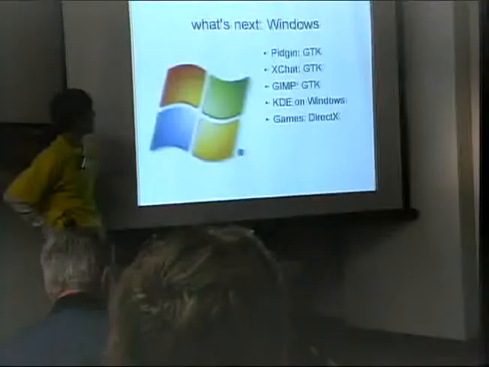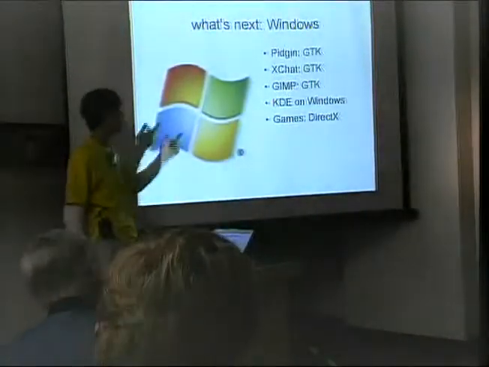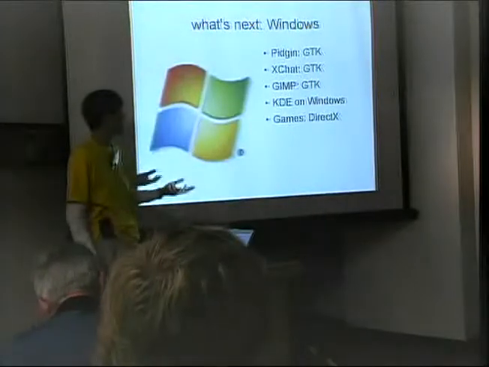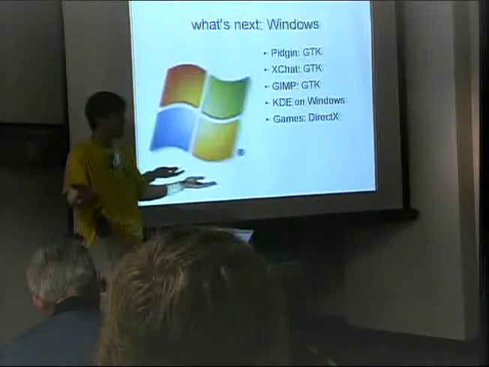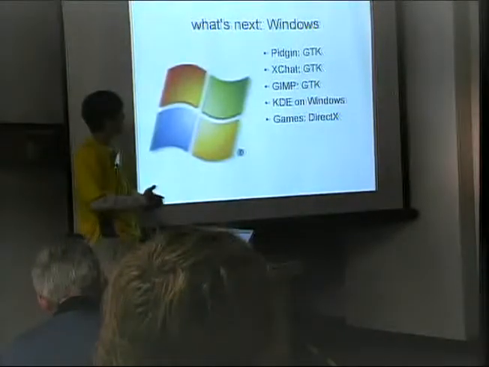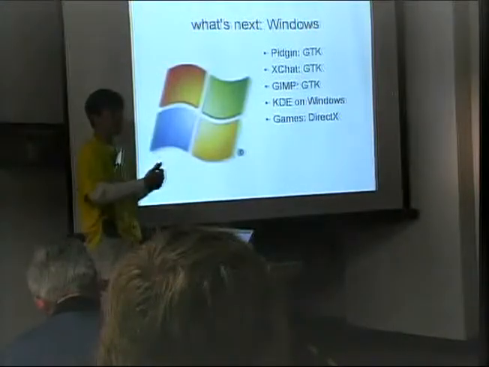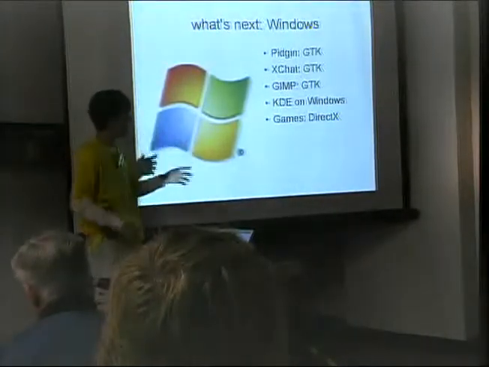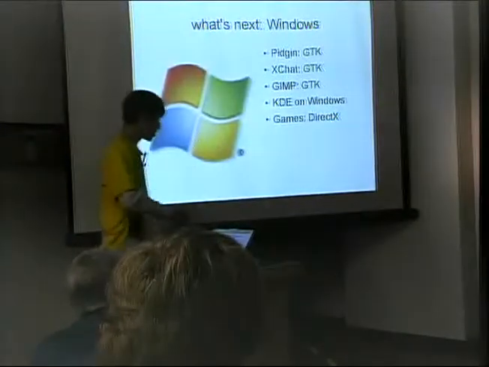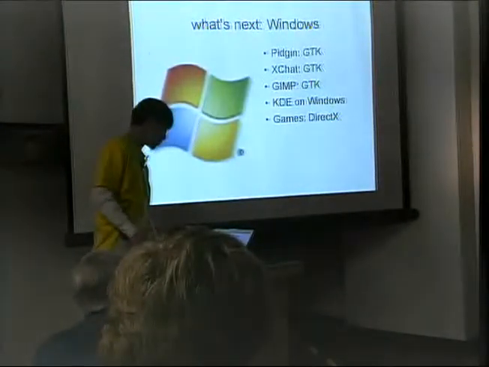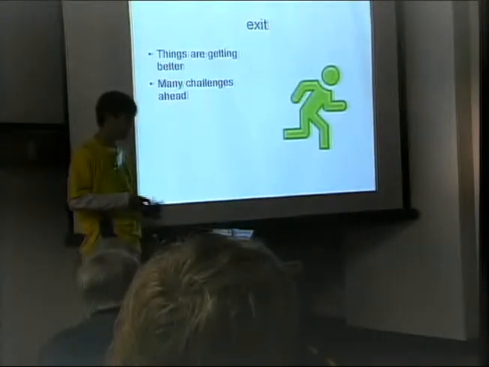Windows too. If I install Pidgin on Windows, I need GTK. If I install Xchat on Windows, I need GTK. GIMP needs GTK. And in the end, I have three copies of GTK in my system. So yeah. And KDE 4, I think, is going to be a Windows application too. So there's something out there. And then yeah, for games, most of them need DirectX and extra stuff. So yeah, to watch. So things are getting better. There are many challenges ahead.